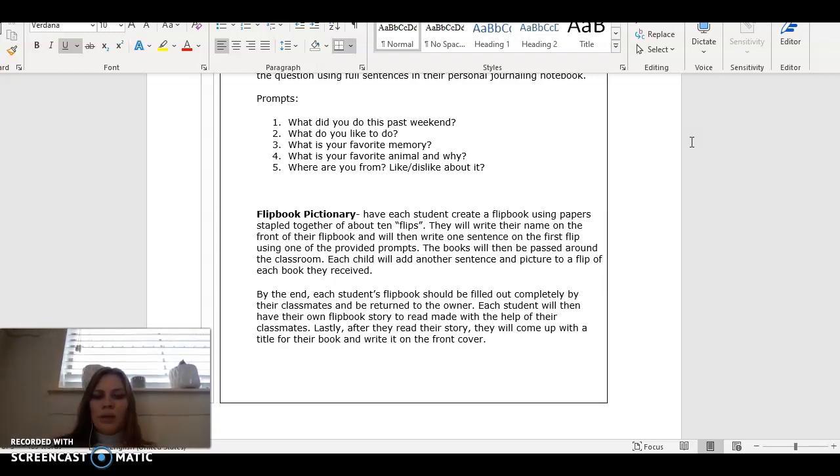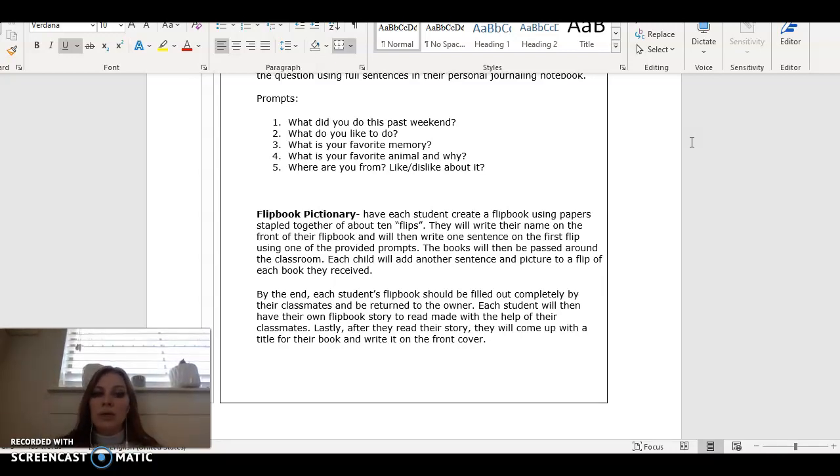And so it can depend on the age of the students and what level they're at in the language. It doesn't have to be 10 different flips or pieces of paper, so like 10 pages of the story. It could be 5, it could be only a few, it depends.